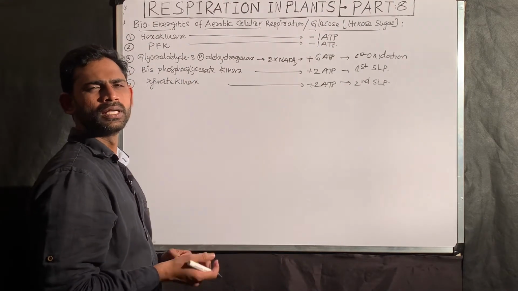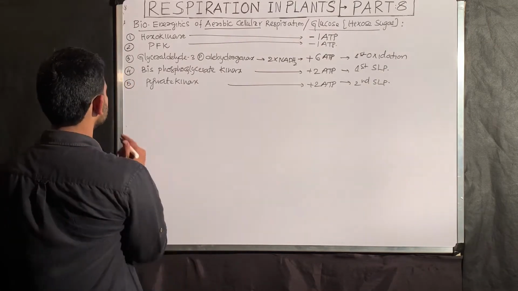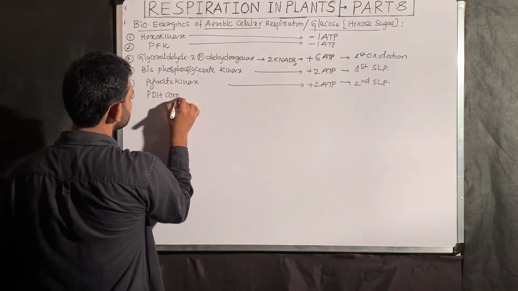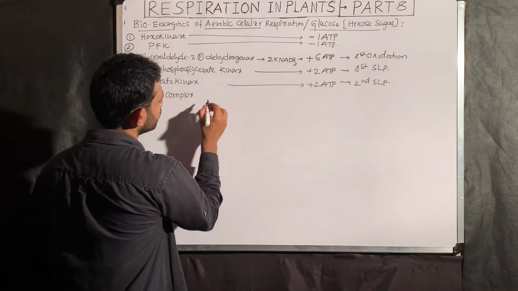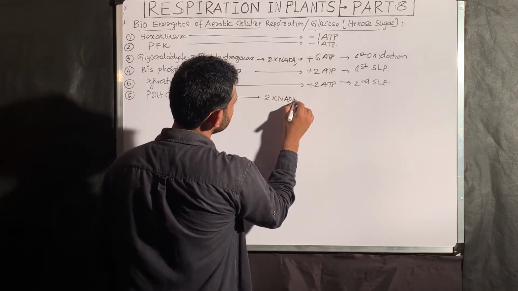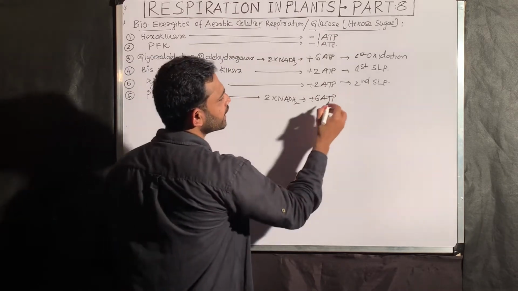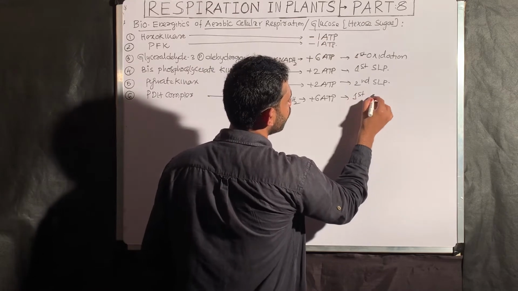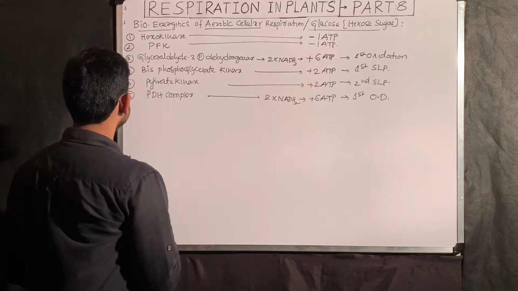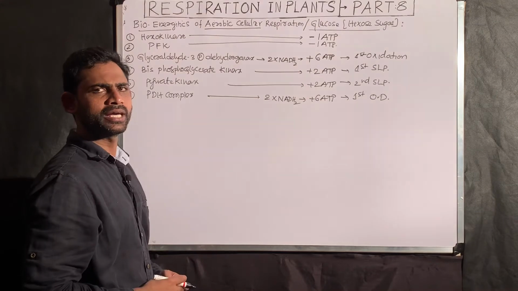Next, pyruvate enters into the mitochondrial matrix where it is converted into acetyl-CoA. That is the link reaction mediated by the PDH complex, the pyruvate dehydrogenase enzyme. Here there is a release of 2 NADH2. When they are involved in the electron transport chain, the cell will get 6 ATP. This is an example of the first oxidative decarboxylation, as I already mentioned. Then acetyl-CoA is formed and enters the Krebs cycle.